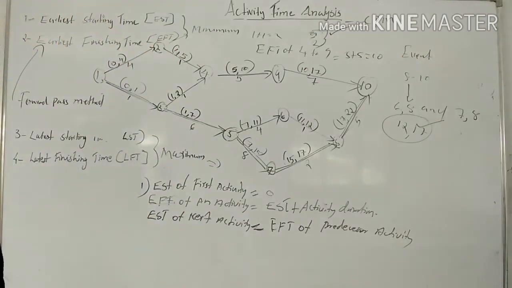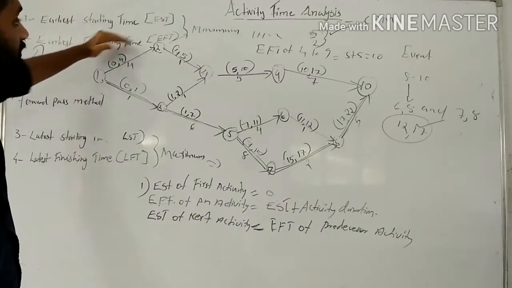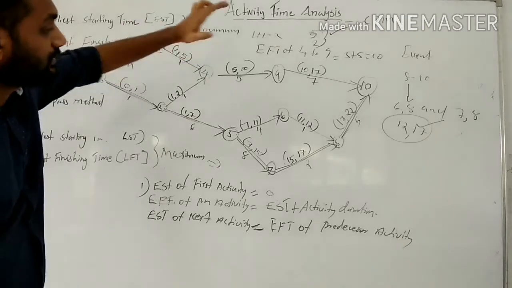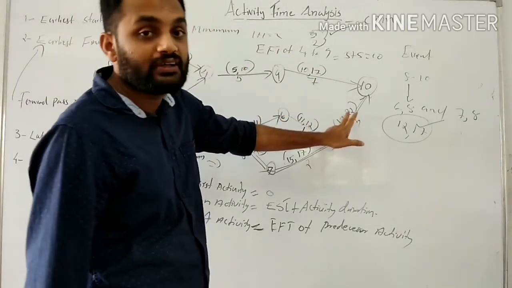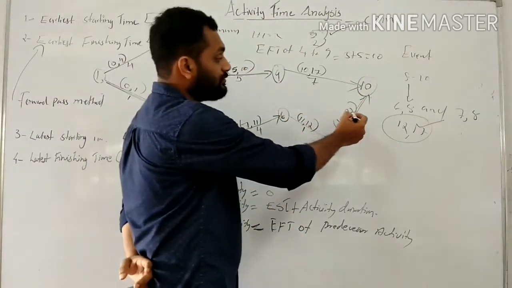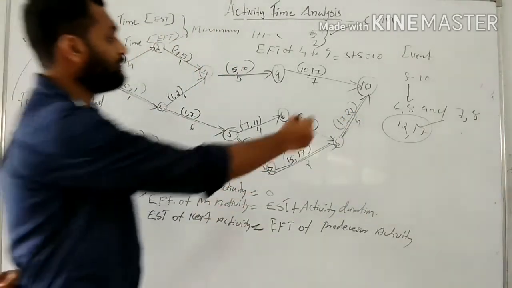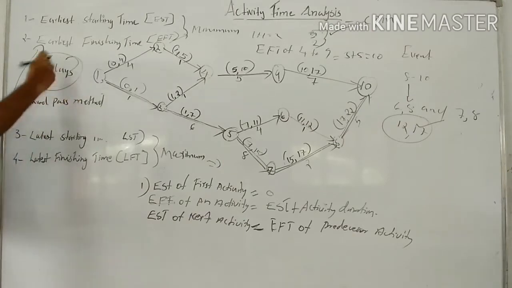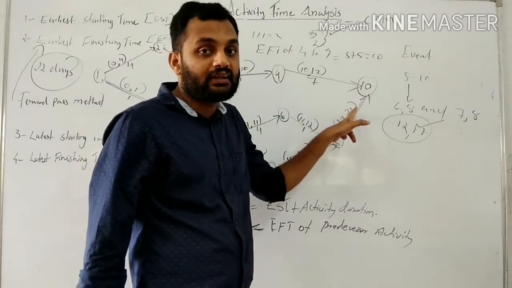So this is how we are calculating the earliest starting time and earliest finishing time, the minimum activity starting and finishing time. See here the maximum is 22. In a network diagram, the maximum EFT will always be the duration of the critical path. Here the critical path duration is 22 days.